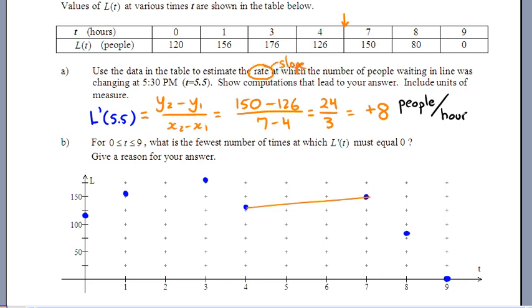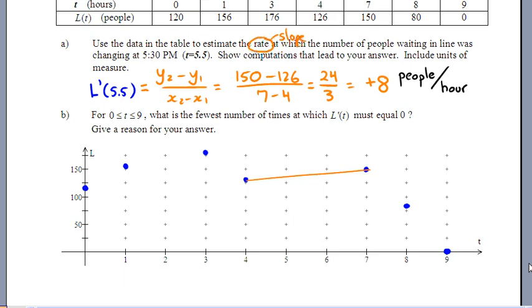Now, part B is tough. We've got to really be on our game in order to get this to work. It says from 0 to 9 for time, from noon until 9 p.m., what is the fewest number of times at which the slope of this graph must be 0? L is the graph we've got, L prime is its slope. What is the fewest number of times that the slope is 0?